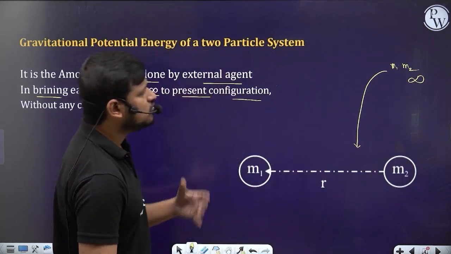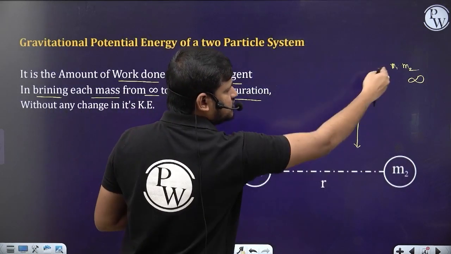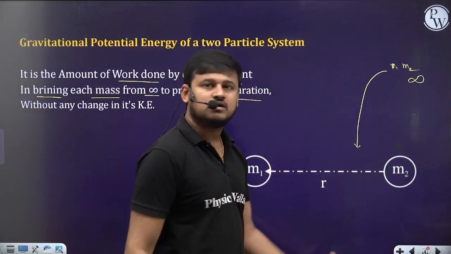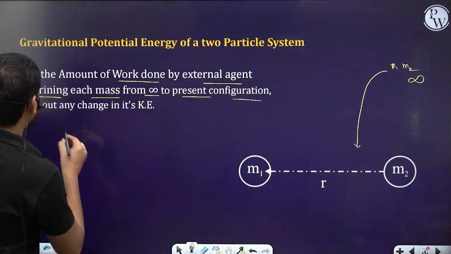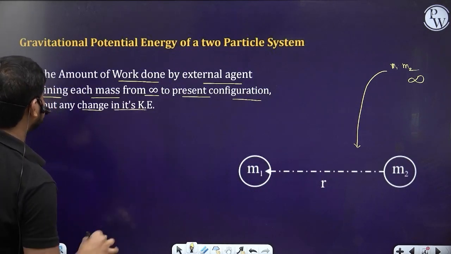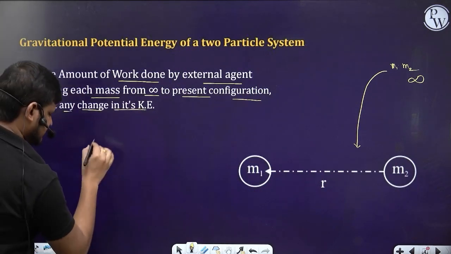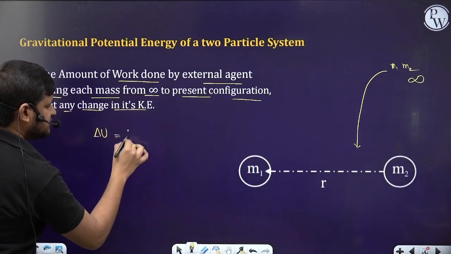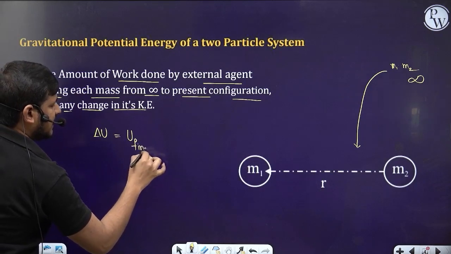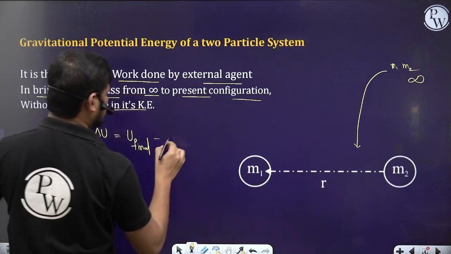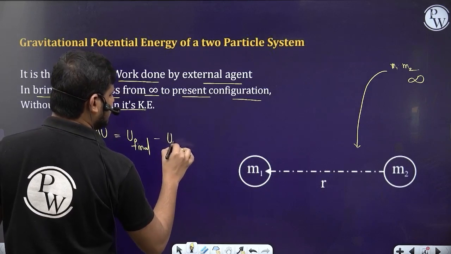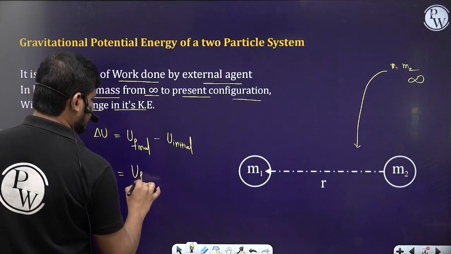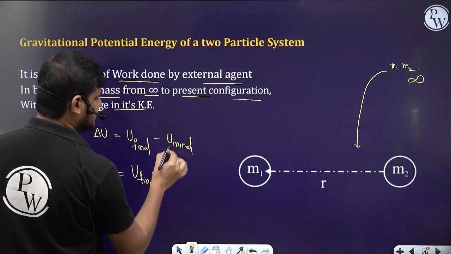So whatever work you are doing from here to here, that's called the potential energy, without any change in its kinetic energy. Let me tell you simply. The change in potential energy is equal to U final minus U initial. Here, U final, let it be, and then U initial is 0.